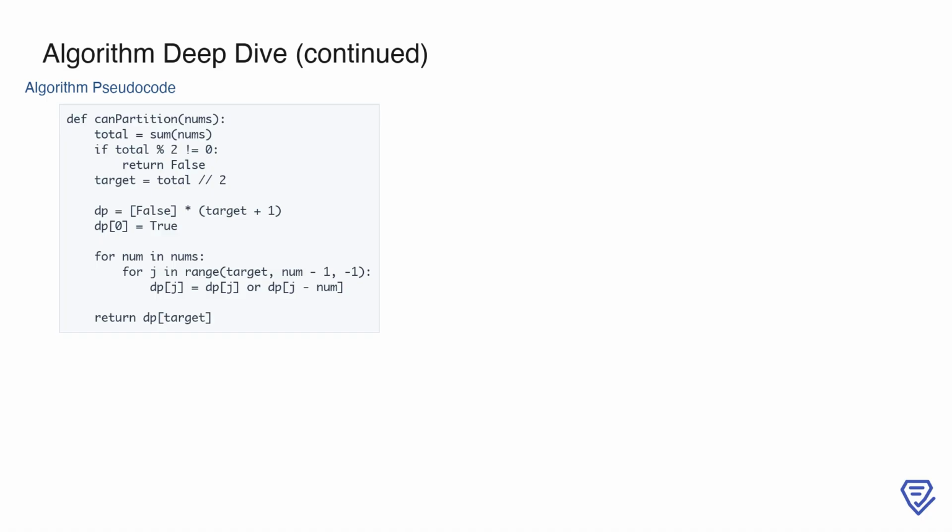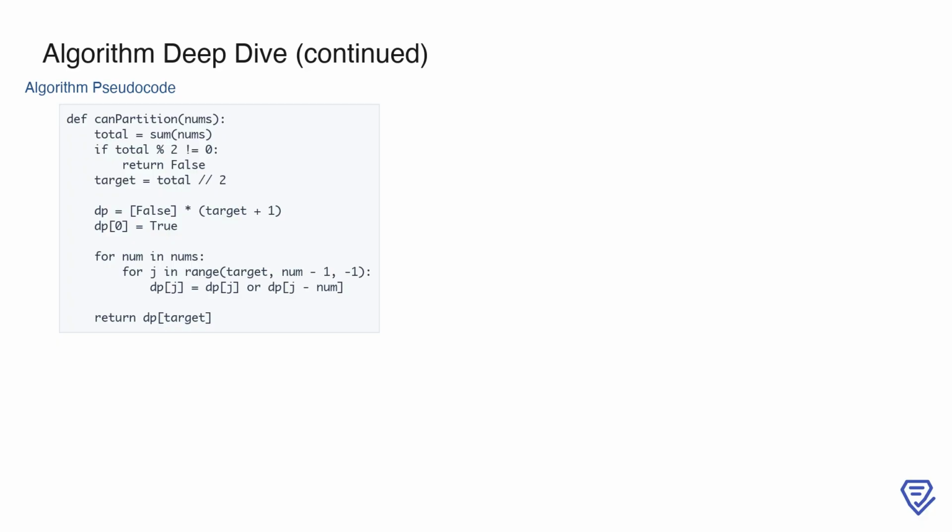First, calculate the total sum of the array. If it's odd, return false immediately. Next, determine the target sum by dividing the total by 2. Initialize a 1D DP array of size target plus 1 with all values set to false, except dp[0], which is true since a sum of 0 can always be formed. For each number in the input array, iterate over the DP array backward from target down to the value of the current number. Update each dp[j] by checking if it's already true or if the remainder j - num was achievable in the previous state.